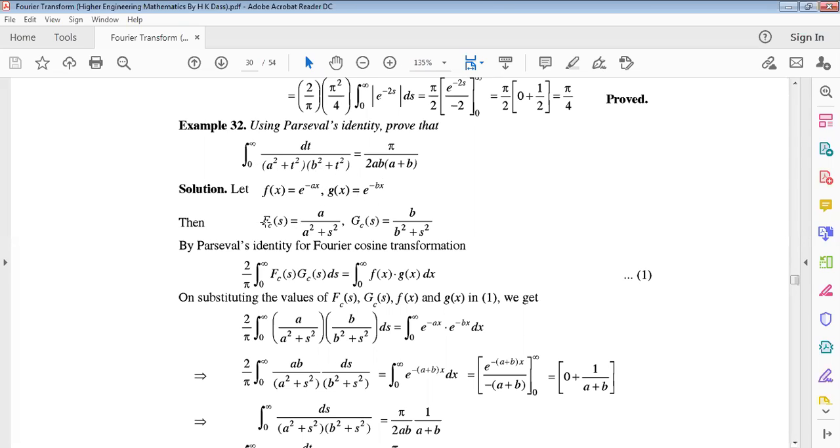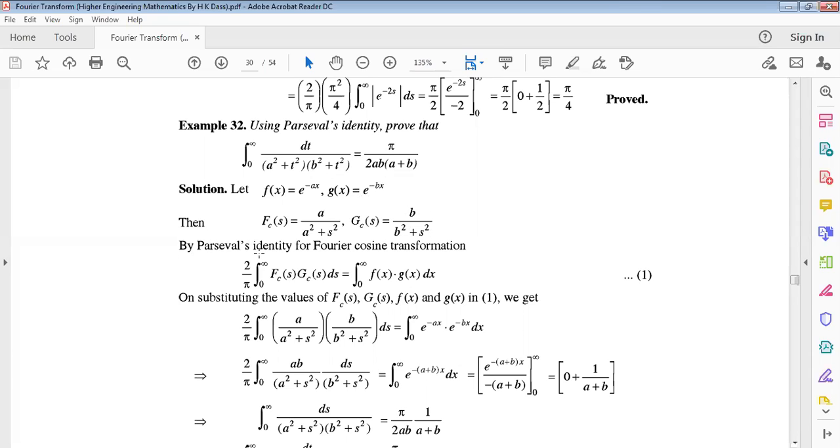Now the Fourier cosine transform of the first function will be F_c(s) = a divided by (a square plus s square). Now the cosine transform of the second one will be b divided by (b square plus s square). We have already proved in the first part of this lecture, on the Fourier transform, the cosine transform of this one is this, and the cosine transform of this one is this. This can be used as a formula also.